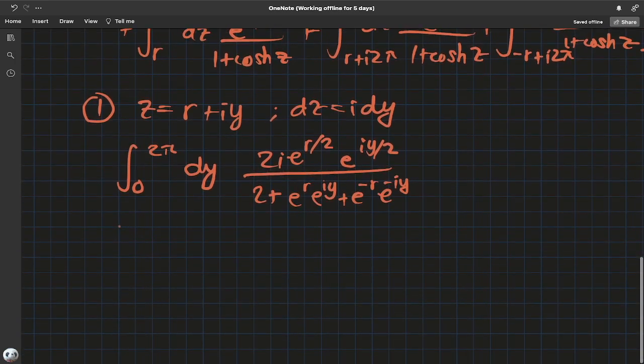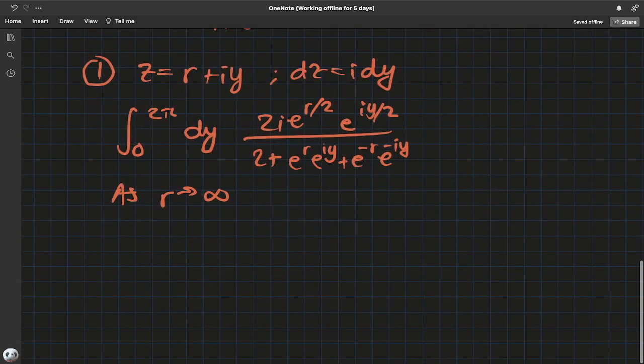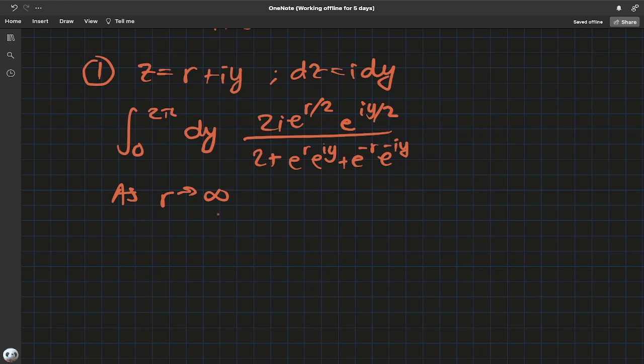So as r goes to infinity, because the limit is acting on everything in this bracket, you notice that the denominator has clearly greater powers than the numerator in terms of these exponentials. So e raised to r has a bigger influence than e raised to r over 2. The denominator dominates and we get 0 for this entire thing. So this thing just goes to 0.